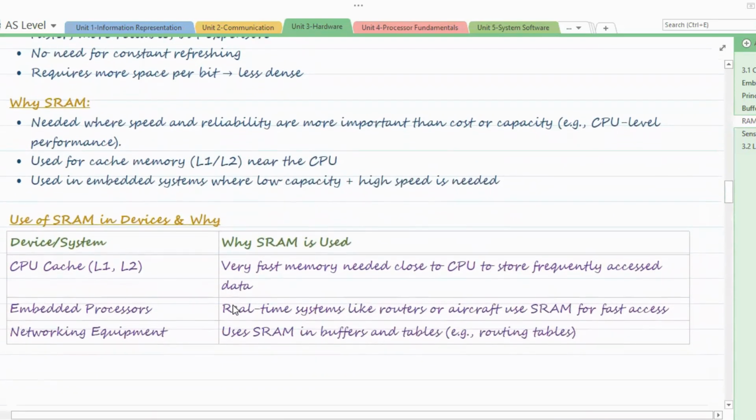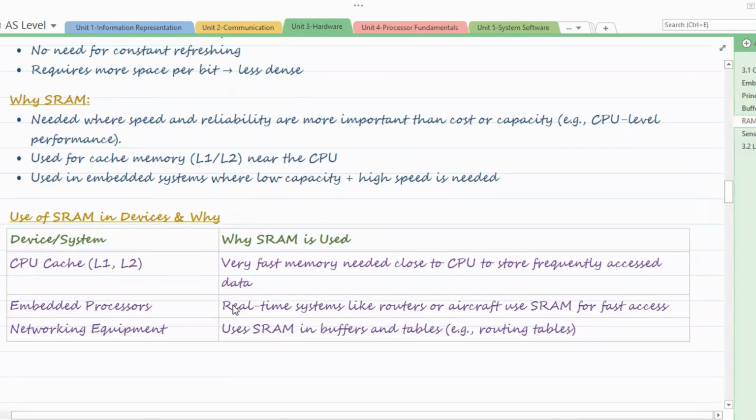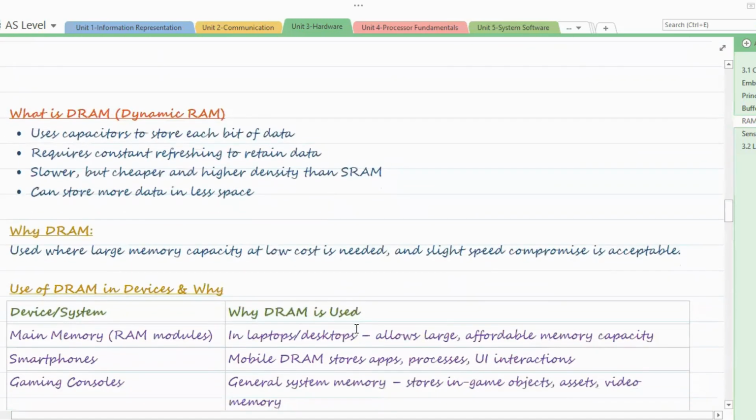If you want to have a look at usages of SRAM in devices and why it is used, I have made this table. CPU cache L1 and L2, SRAM is used. Embedded processors, SRAM is used. Networking equipment, SRAM is used. Now let's have a look at DRAM. DRAM stands for Dynamic Random Access Memory, and it stores data using capacitors.